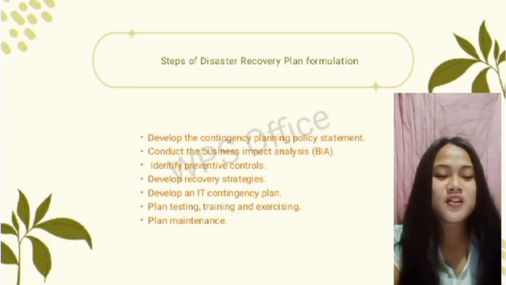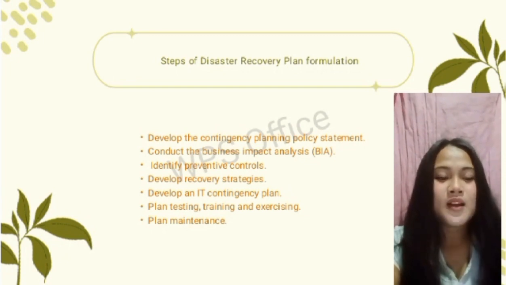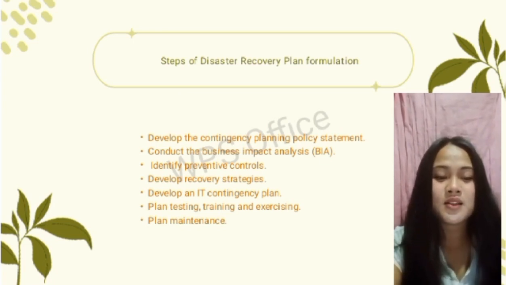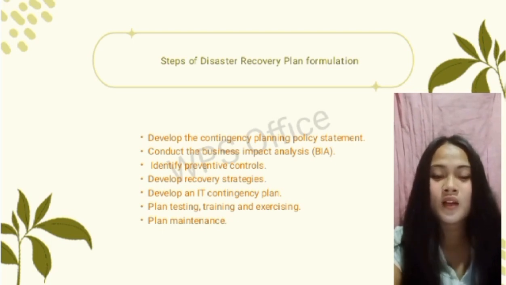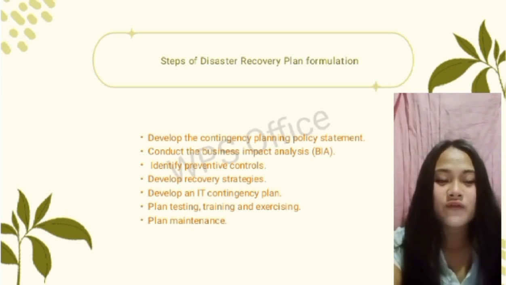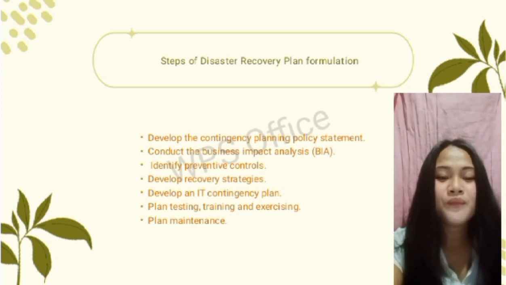Steps of Disaster Recovery Plan Formulation according to the National Institute of Standards and Technology, or NIST, Special Publication 800-34, Contingency Planning for Information Technology Systems. The following summarizes the ideal structure for an IT disaster recovery plan. Number 1. Develop the contingency planning policy statement. A formal policy provides the authority and guidance necessary to develop an effective contingency plan.